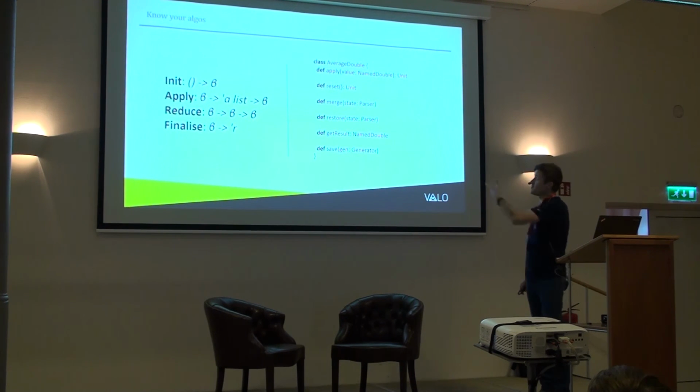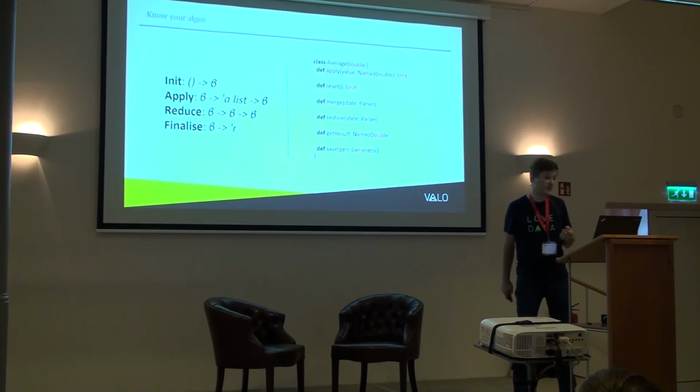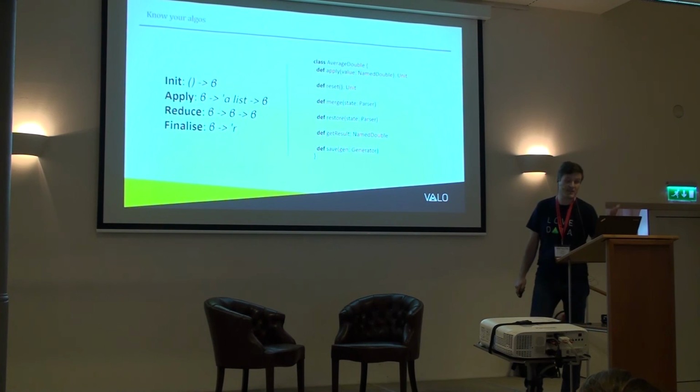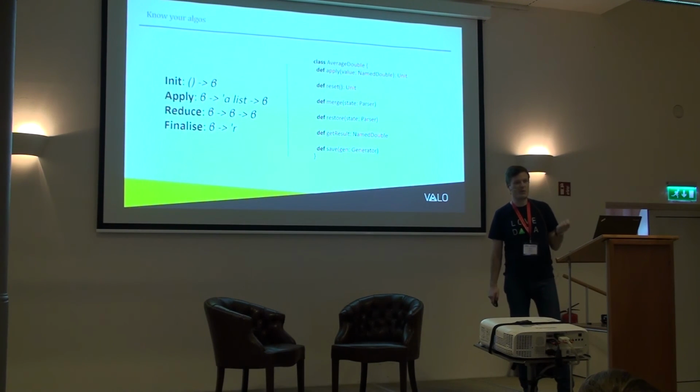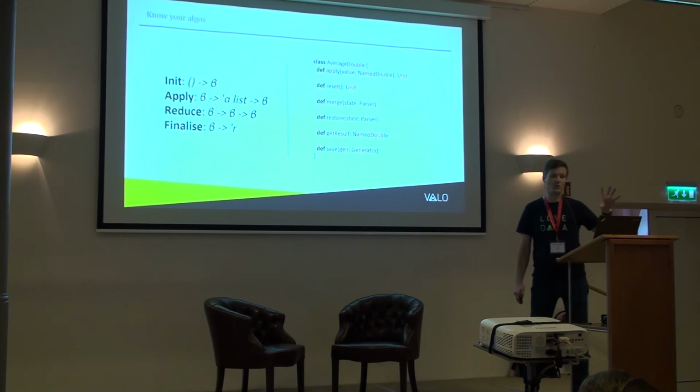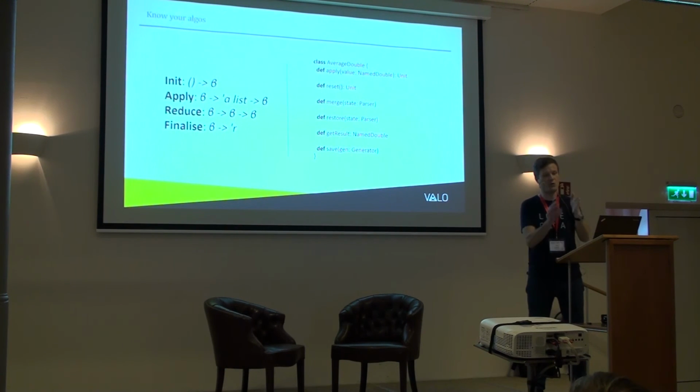On the right-hand side here, that's just the implementation of the average double. It has apply, reset, merge, restore, get result, and save. These are zero-memory algorithms. They don't hold any buffers, they only hold the state, and they can calculate as fast as you can process the data or send the data in.